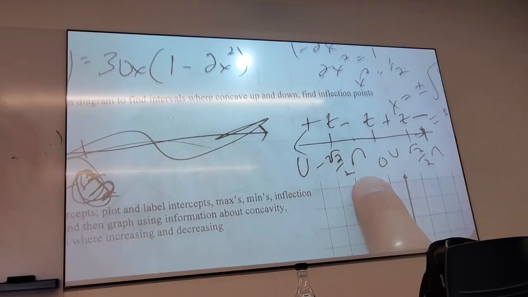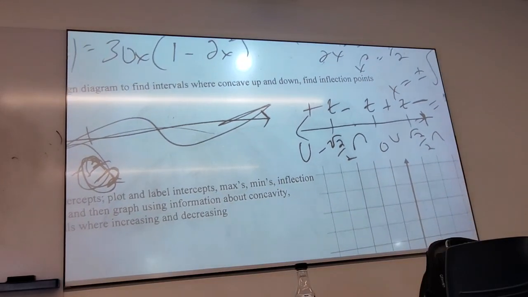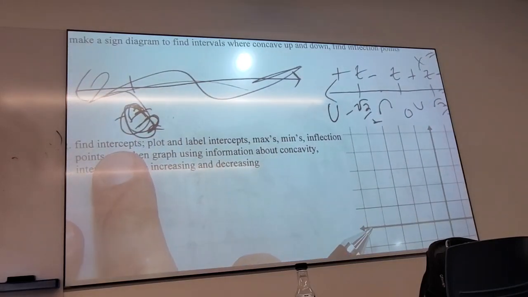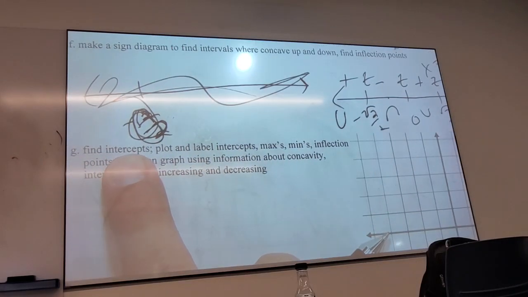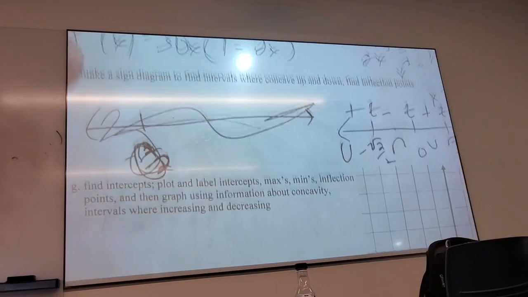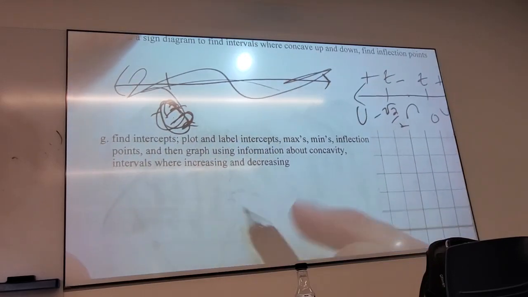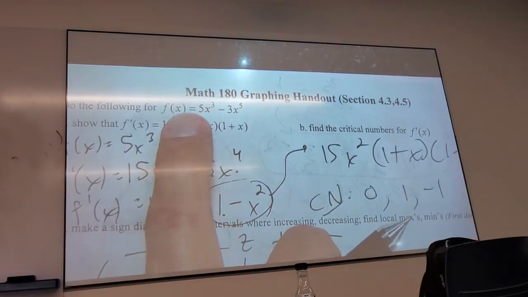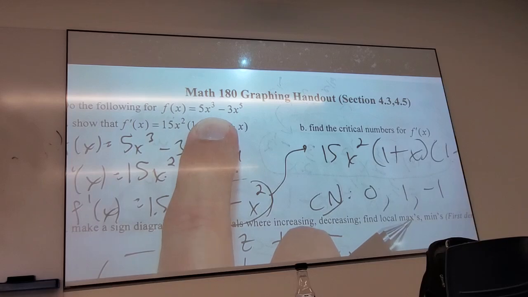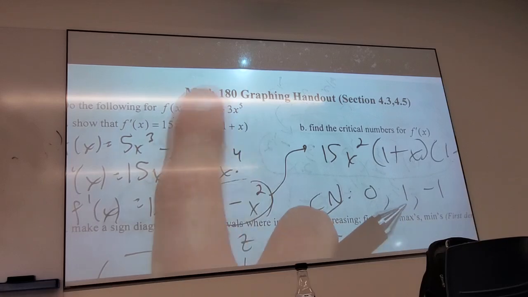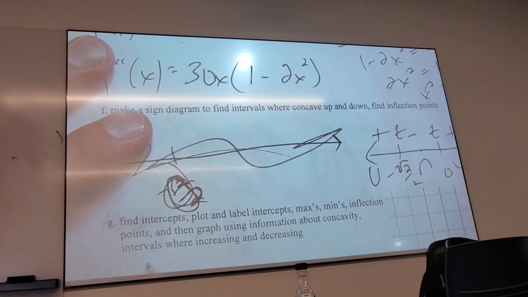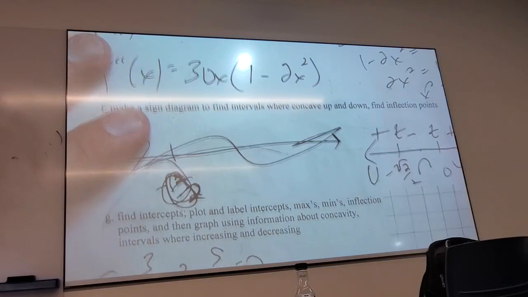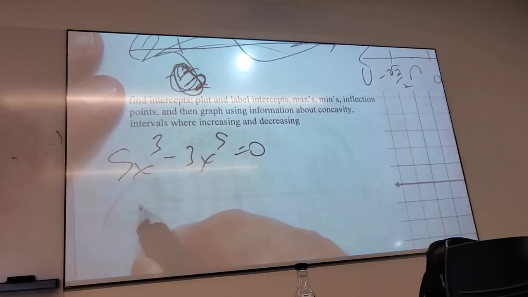So, let's take a look here. Finding intercepts. This is all voluntary right now for you guys. If you want to head out, you can. I'll probably do this again next time. How do I find the intercepts? How do I find the x-intercepts? Set this equal to 0. And then I factor it.